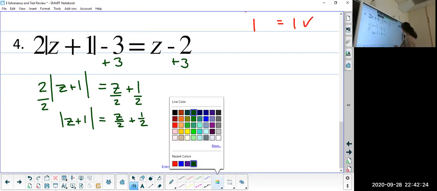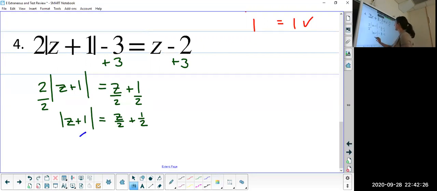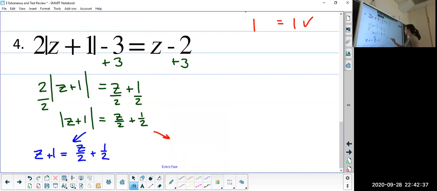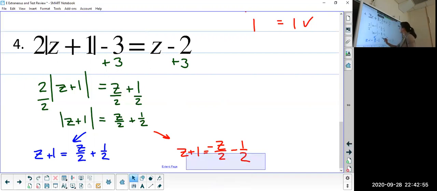which means that we can now split it into z plus 1 equals z over 2 plus 1/2, and z plus 1 equals, sorry, negative z over 2 minus 1/2. Remember, positive side, negative side. Solve for both z's. Now I'm going to cheat a little bit.